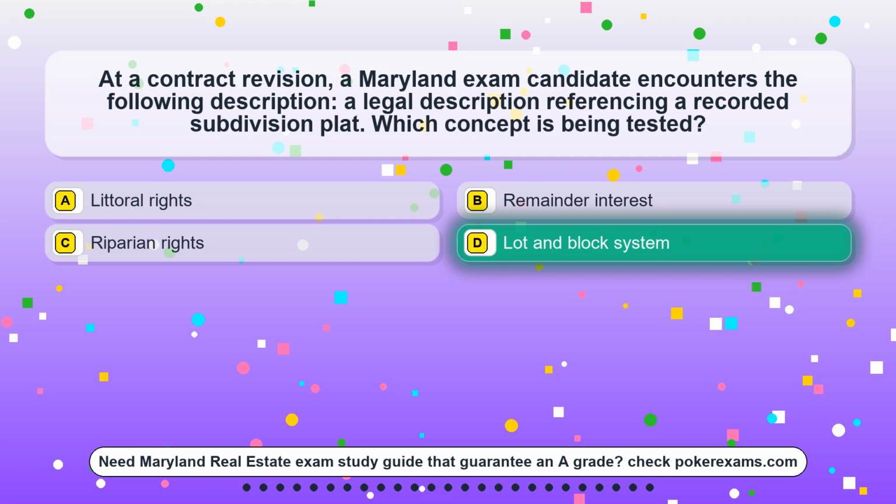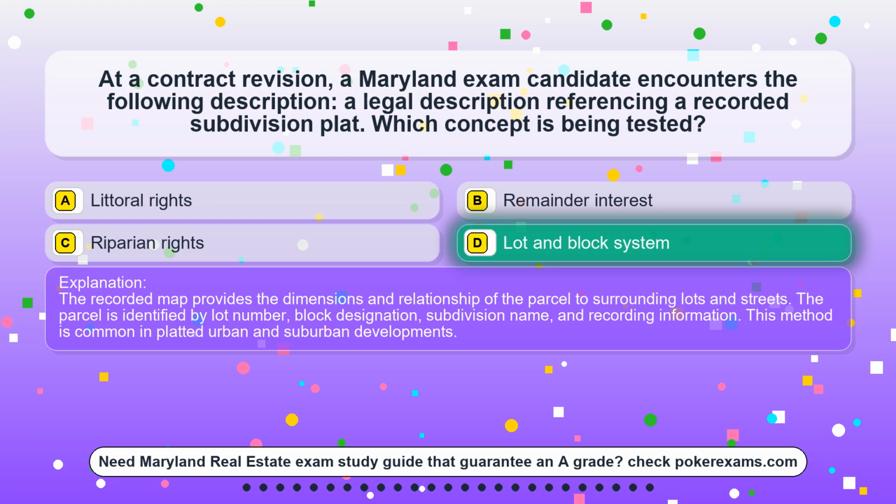The correct answer is option D, lot and block system. The recorded map provides the dimensions and relationship of the parcel to surrounding lots and streets. The parcel is identified by lot number, block designation, subdivision name, and recording information. This method is common in platted urban and suburban developments.